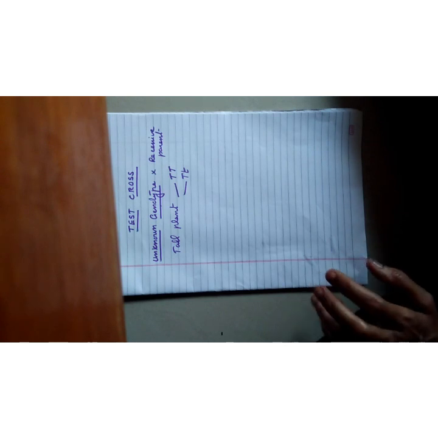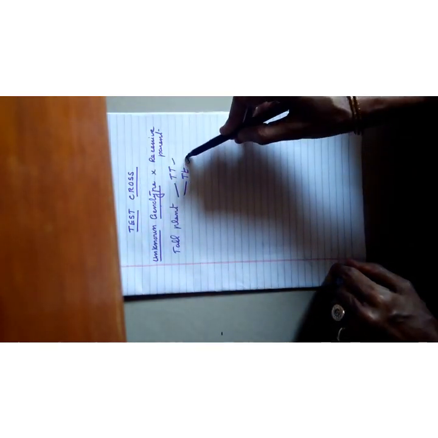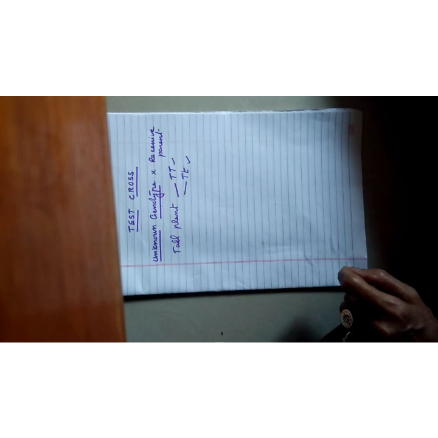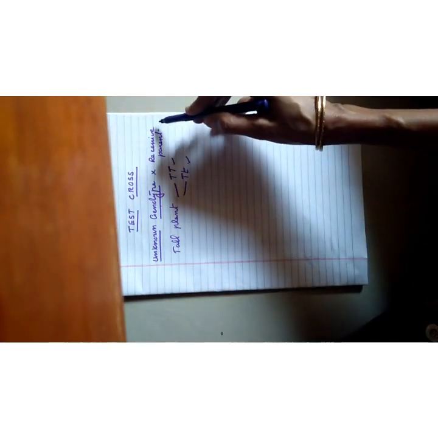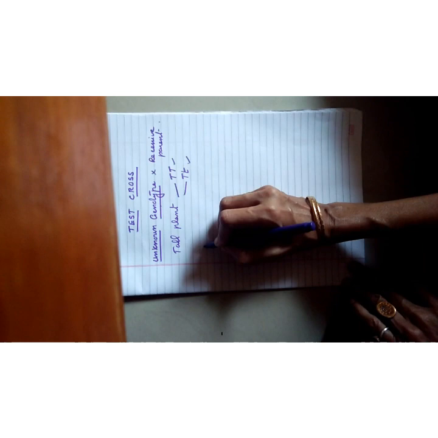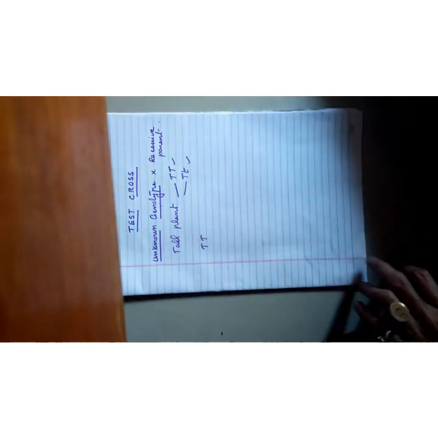Phenotype I know, externally the plant is tall, but I am not knowing whether it is a homozygous tall or heterozygous tall. For this purpose, to find out whether the tall plant is homozygous tall or heterozygous tall, I am doing which cross? Test cross. So here we have to cross this with the recessive parent. Recessive parent means which parent? Dwarf plant.